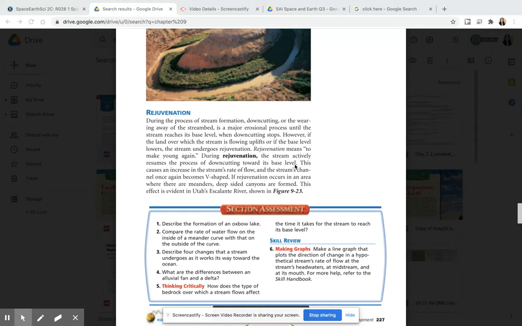During rejuvenation, the stream resumes the process of downcutting toward its base level. This causes an increase in the stream's rate of flow, and the stream's channel once again becomes V-shaped. If rejuvenation occurs in an area where there are meanders, deep-sided canyons are formed. This effect is evident in Utah's Escalante River, shown in figure 9.23.